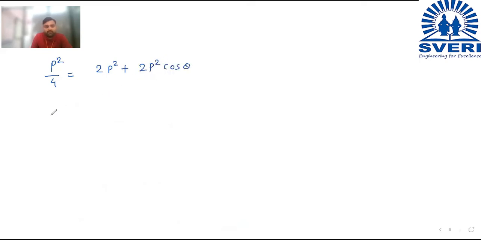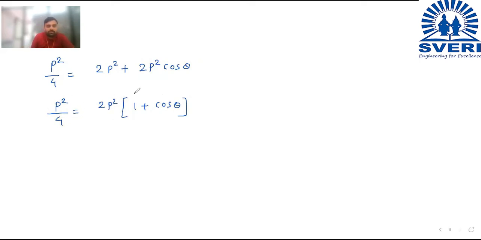Now take 2P square common from these terms. So it is P square by 4, which is equal to 2P square in bracket. What will remain? 1 plus cos theta. I hope now you know the mathematics very well. I am taking common and all those things you have already studied in maths. So here, now you can do the calculation.